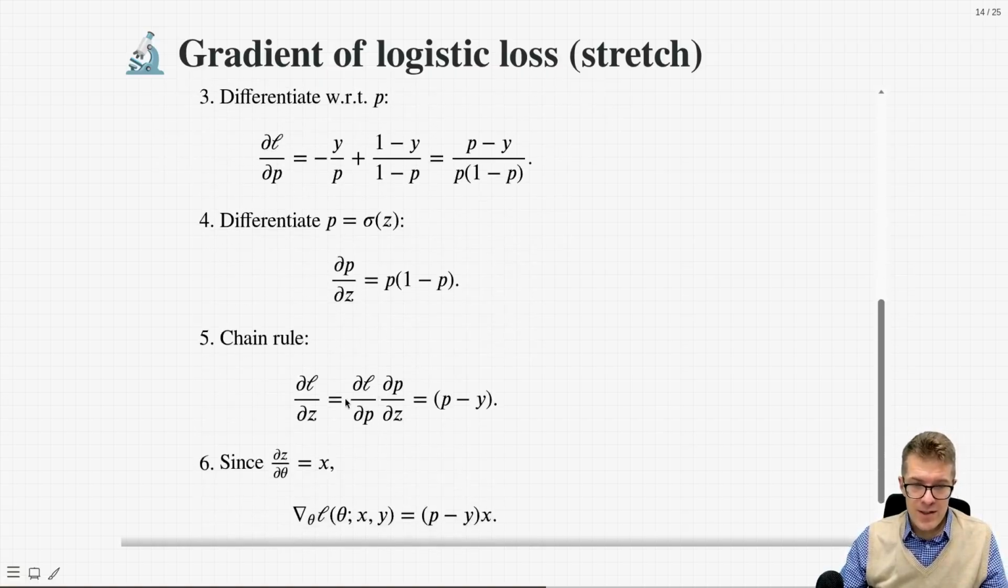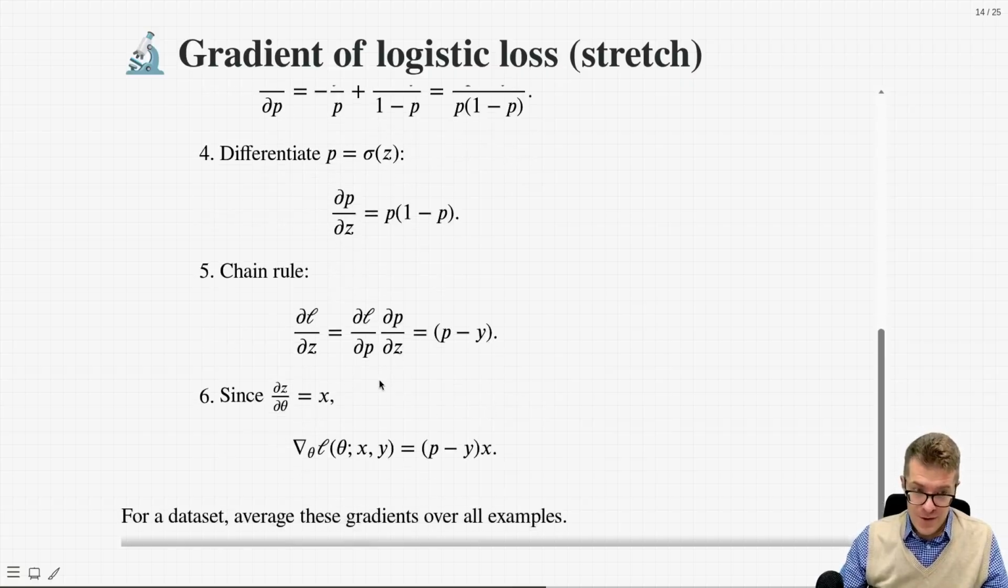So the chain rule basically just says that the differential of L with regards to z is the same as the differential of L with regards to p times the differential of p with regards to z. And I welcome you to do this yourself, but p times 1 minus p, which is the differential of p with regards to z, times this fraction, which is the differential of L with regards to p. The p times 1 minus p will cancel out, and all I'm left with is p minus y. So this is even more minimalist than previously. So I have my estimate, and I have my true target, which is very similar to the residuals we're dealing with in the first case.